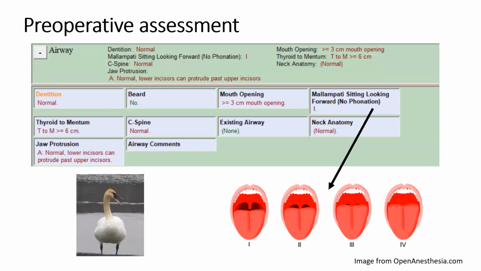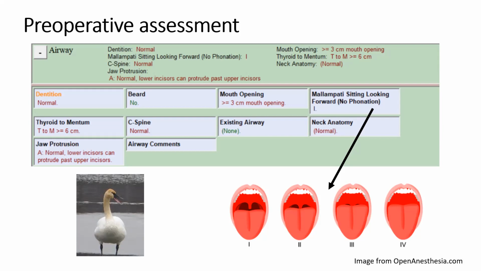So a score of 1 is where you can see the entire uvula, 2 is a partial view of the uvula, 3 is where you can see the soft and hard palate, and then 4 is where you can only see the hard palate. We also look at their thyromental distance, whether they have any limitations on their cervical spine motion, other characteristics of their neck anatomy, and whether they're able to protrude their lower jaw out in front of their upper jaw.